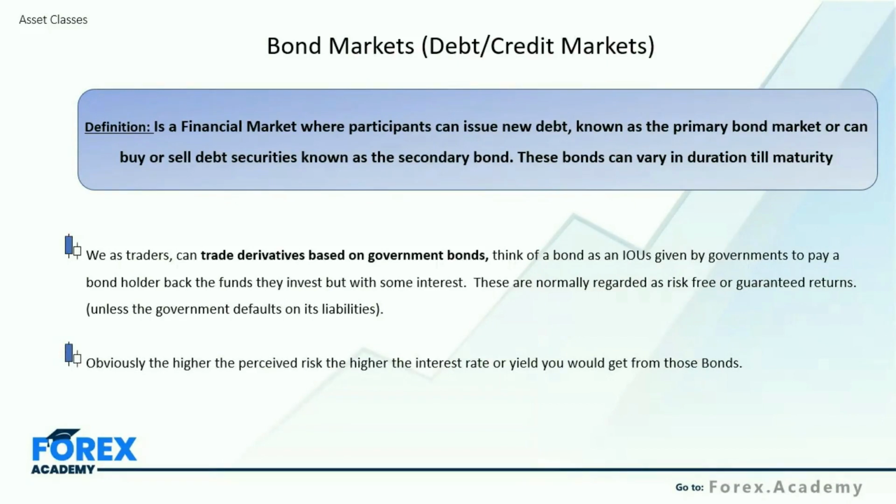Now, obviously, the higher the perceived risk, the higher the interest rate or yield you would get from those particular bonds. So just going back to the European crisis once more, the interest rate on the 10-year bond in Greece during the crisis in 2012 was approximately 11%, while the interest rate on the 10-year bond from Germany was dramatically different, at approximately 0.7%.